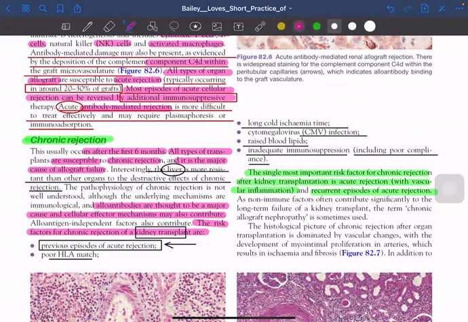Non-immune factors often contribute significantly to the long-term failure of kidney transplant, which are chronic allograft nephropathy. We use the word chronic allograft nephropathy for the non-immune factors. The histological picture of chronic rejection after organ transplantation is determined by the vascular changes, with the development of myointimal proliferation in arteries, resulting in ischemia and fibrosis.